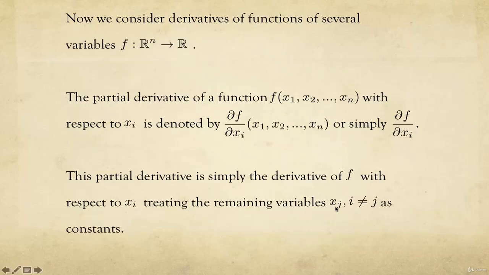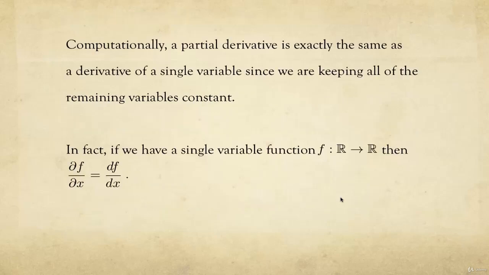So that's the key to understanding this: when you differentiate partially, you're just treating every other variable as if they're constants. What that means is that this is essentially calculus 1 again. This is really the same derivative that we just learned. Computationally, the partial derivative is exactly the same as the derivative of a single variable from calculus 1, since we're keeping the other variables as if they were constants. So if f is a single variable input, then the partial of f with respect to x is the same thing as df/dx. So they're the same. The partial is a way to generalize the derivative.